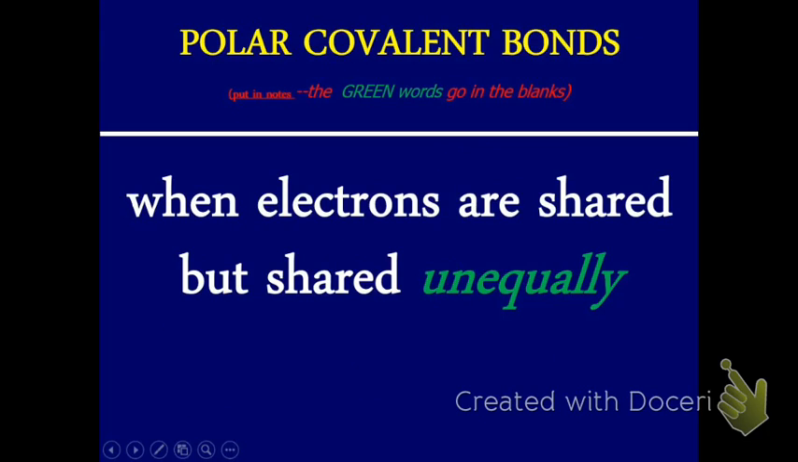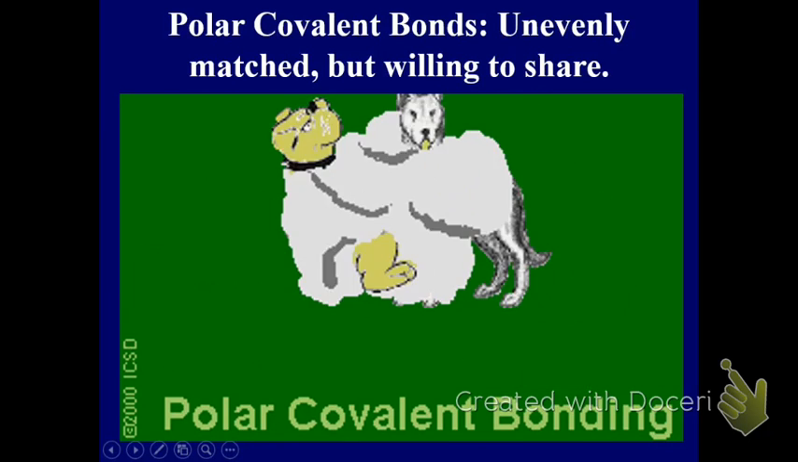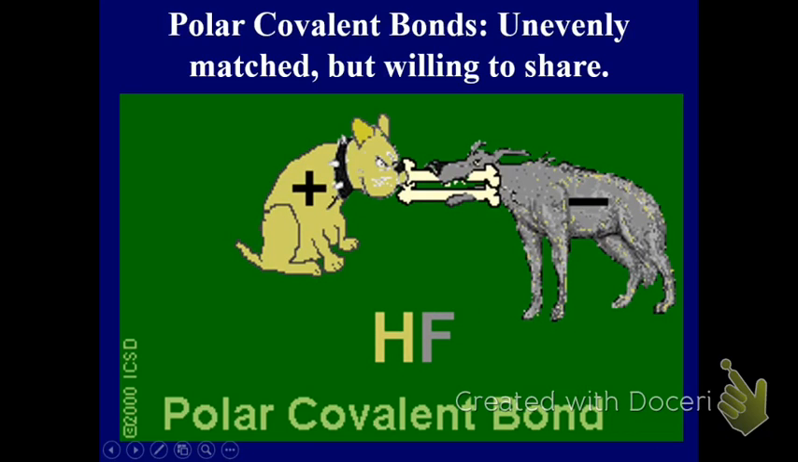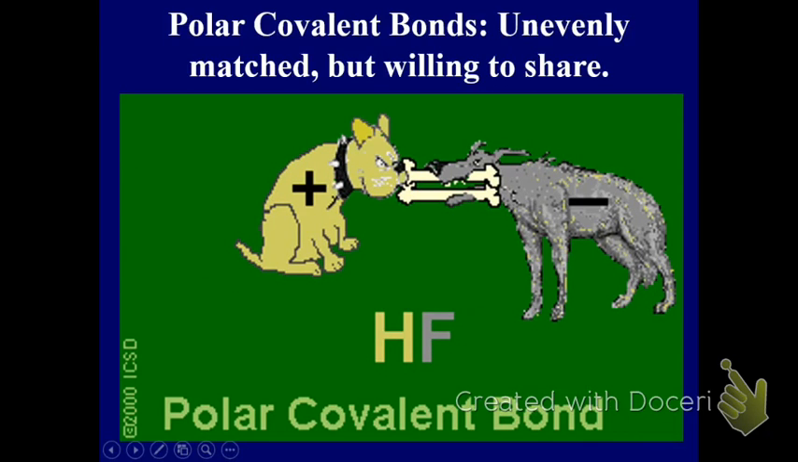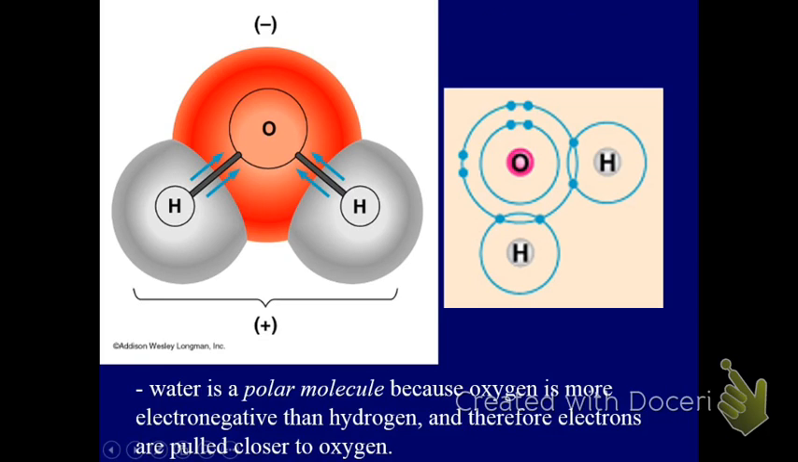Then polar is when they're sharing unequally. They're not both bringing the same number of electrons to the bond. So water would be an example. Hydrogen is only bringing 2, 1 for each hydrogen, and oxygen is bringing 6. So there's an unequal sharing. But even though the two were not the same size, they're still willing to share. Water is polar because oxygen has more electronegativity. Remember, it's bringing 6 electrons, and hydrogen is only bringing 1 each.